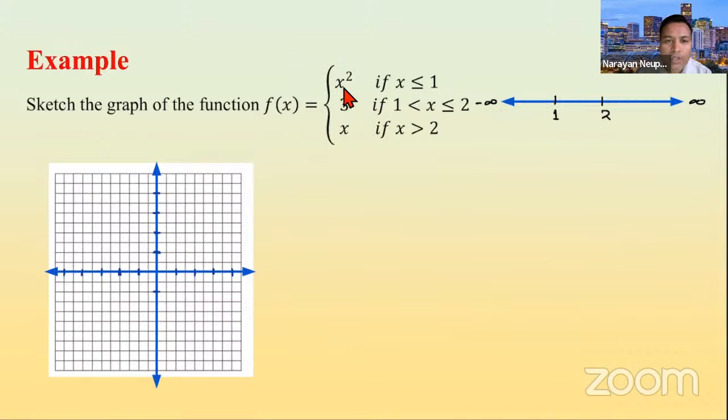For x less than 1, the function is defined as x squared. That means in this first interval, the function is y equal to x squared. Okay. And in this interval from 1 up to 2, the function is always 3. That means y is equal to 3. The value of the function is always 3. And for x greater than 2, the function is x. That means the function is y equal to x. So this is how the function is defined on different intervals.